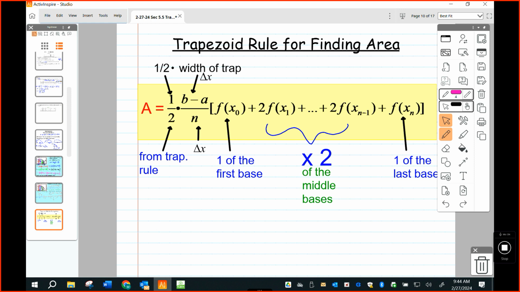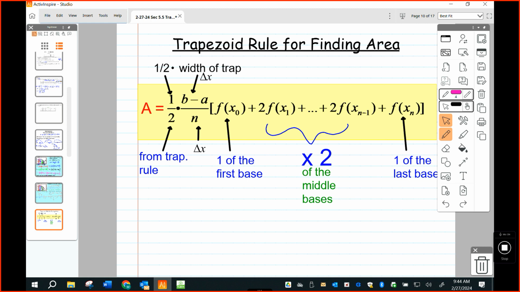I just can't count. All right, so we do want to memorize this formula. The area is going to be 1/2. That's from the area of a trapezoid. Your height is just going to be your delta x. So if you want to just remember delta x, we calculate delta x the same way. And then here are all of your bases. Notice that we only have one of the first base and one of the last base.